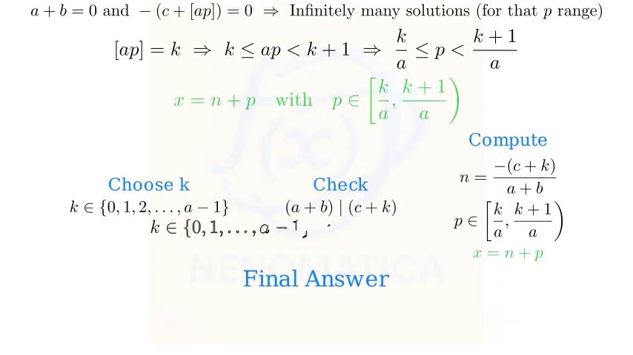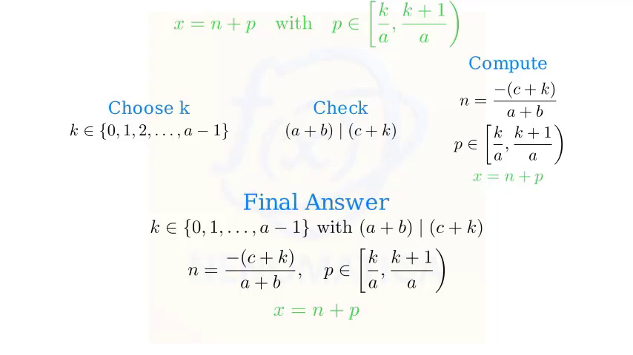Final answer. For each integer k from 0 to a − 1, such that a + b divides c + k, we have n = (−c − k) / (a + b), p between k over a and (k + 1) over a, and x = n + p in that interval.